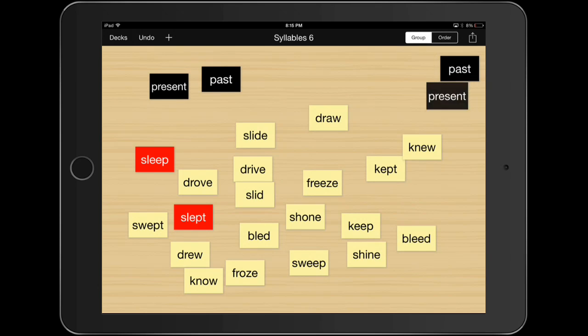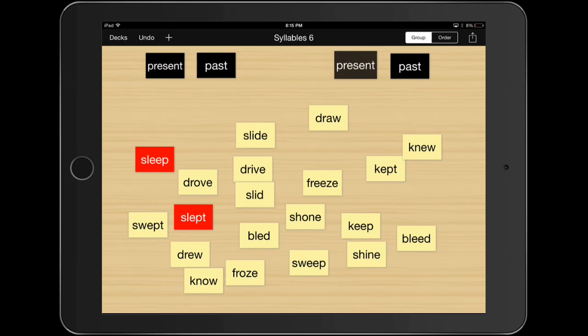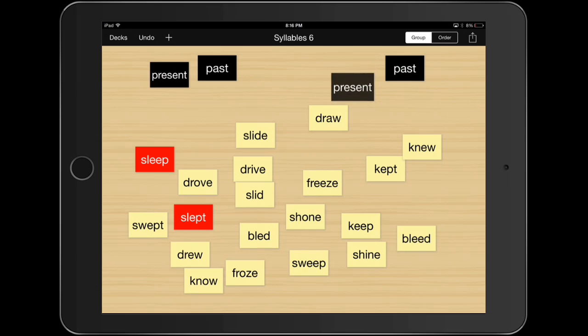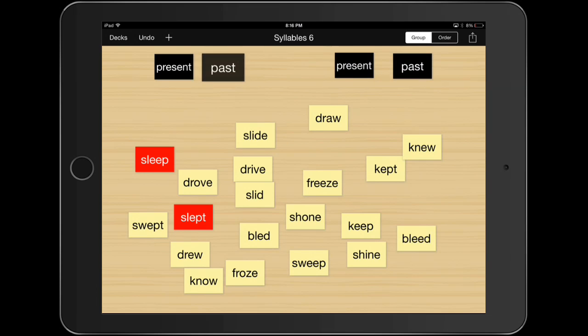But since I don't have a ton of room on my screen, I'm going to go ahead and use the 4 cards and start placing the words under each of the 2 headers, present and past. And again, it really doesn't matter if you decide to put the words in this present category or this one, or this past category or this one. They're just doubled to create more space on the screen.